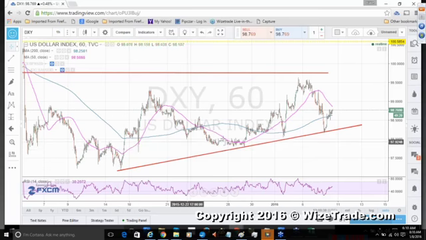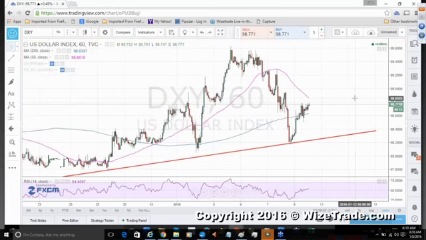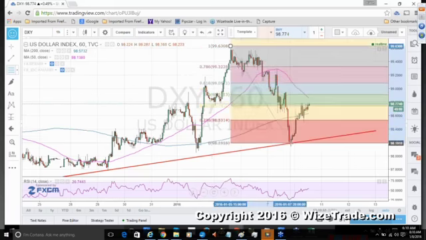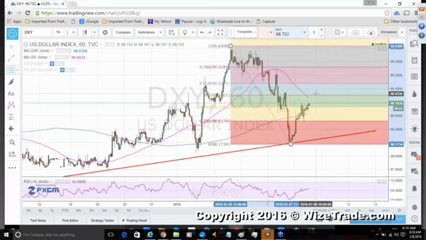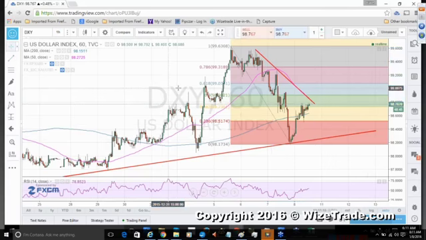Okay, so the question is, where's resistance now? High to low, 38% retracement, 50% retracement comes up there. We have some trend line resistance that's coming into play. Resistance for the dollar index is tough. Really is.